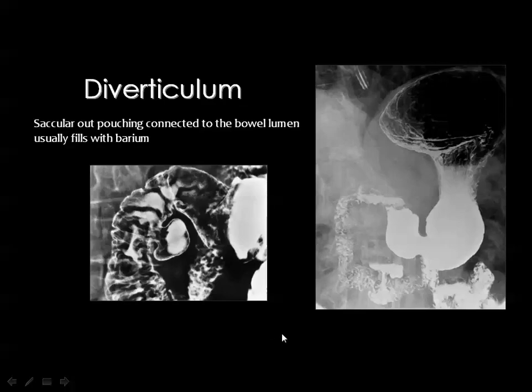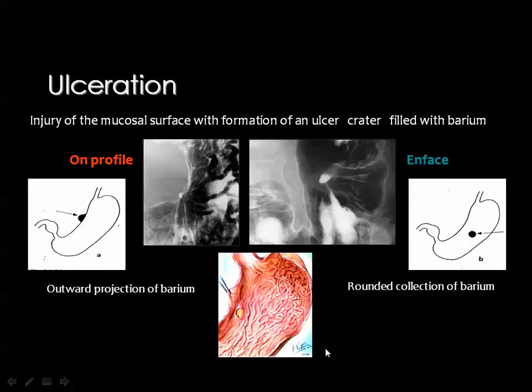A diverticulum is a protrusion through the lumen of the gut, and this is continuous with the gut lumen. If you introduce barium, this diverticulum will also fill with barium. By ulcer, we mean that there is an area of mucosal injury like this one, and whenever you introduce barium, barium will collect in this ulcerated area.